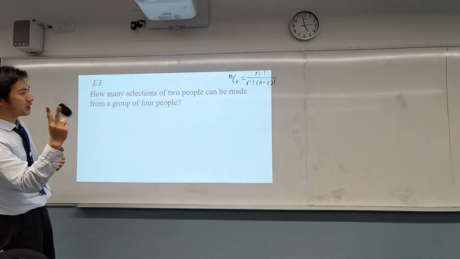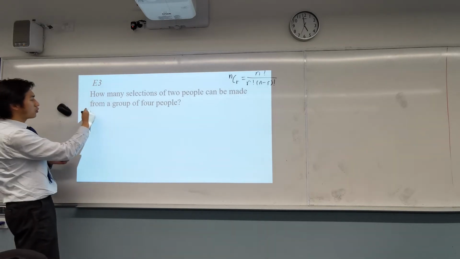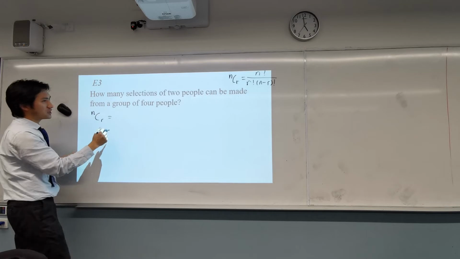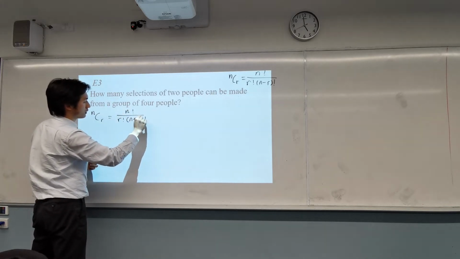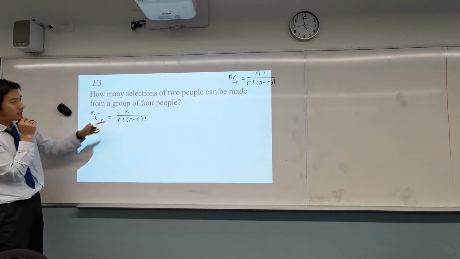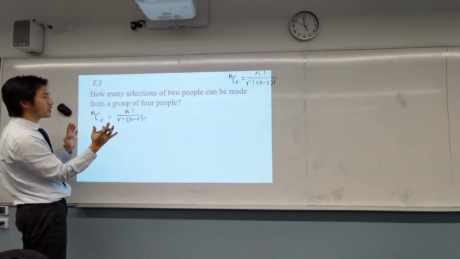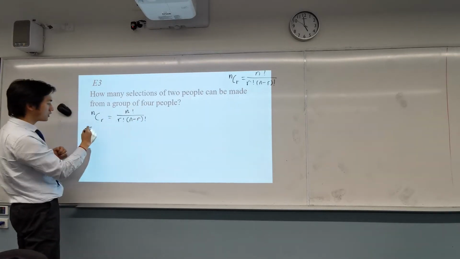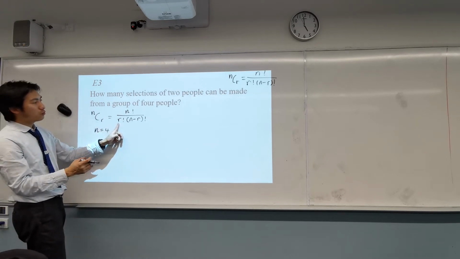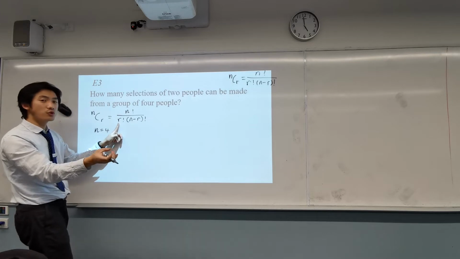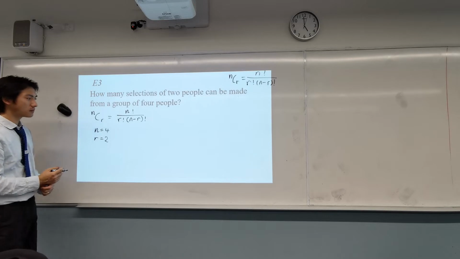How many selections of 2 people can be made from a group of 4 people? Okay, so we have our formula. I'd always rewrite it in every question. And then we need to identify what the n value is and what the r value is. n represents the total number of people to choose from, in this case 4 people. So n is 4. r would be the number of people that you choose from the total group. In this case, we're only choosing 2 people.